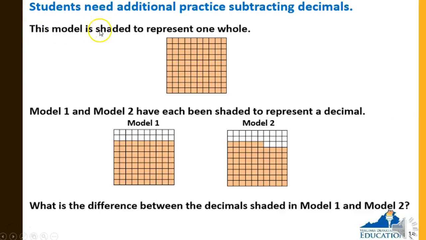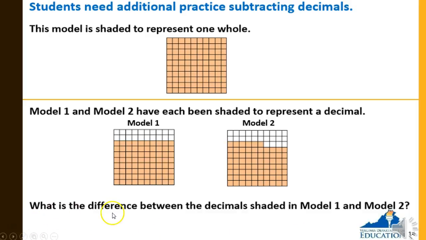It says this model is shaded to represent one whole. This is just information for you to know that if you see a square all the way filled in, it would equal 1. Okay? So we need to know that. Now let's look at the bottom. This is our question. It says Model 1 and Model 2 have been shaded to represent a decimal.